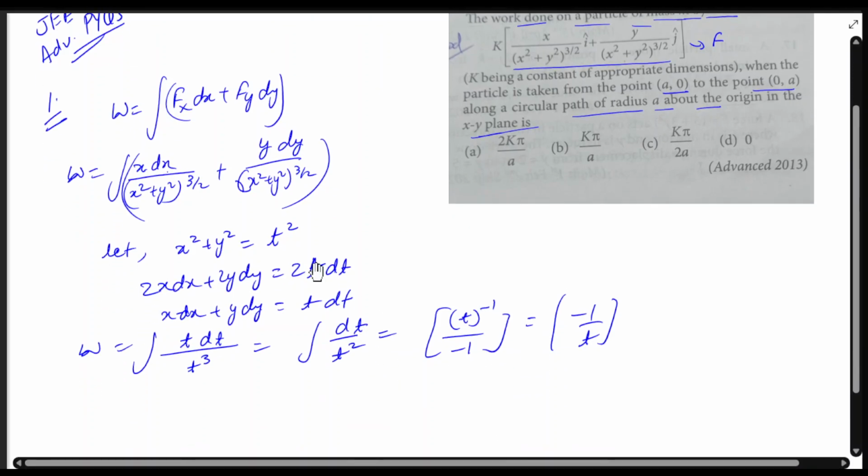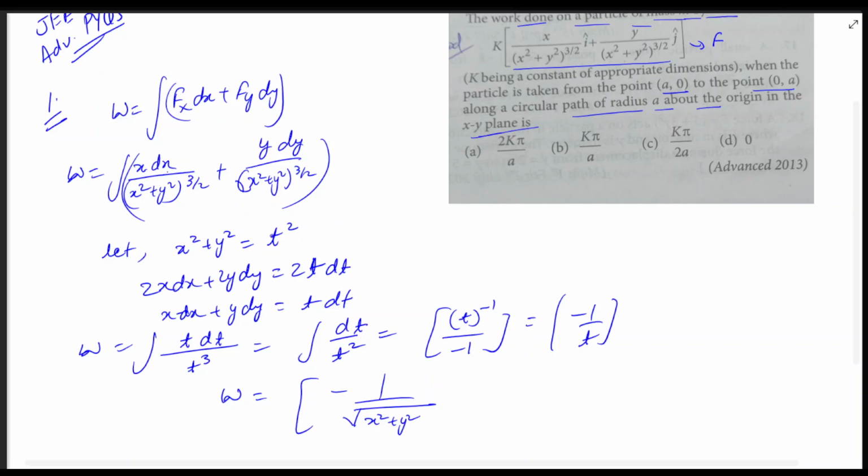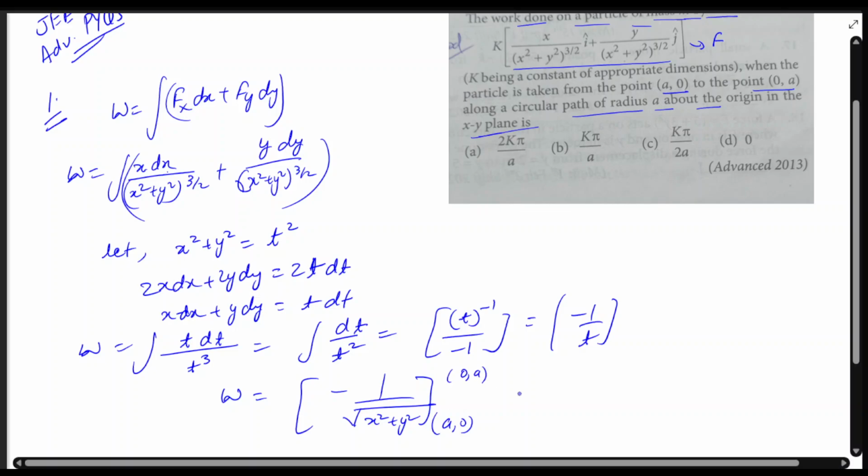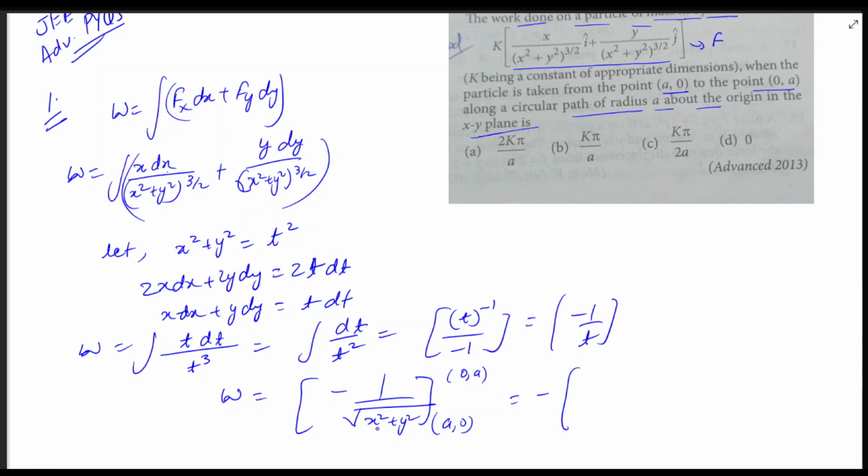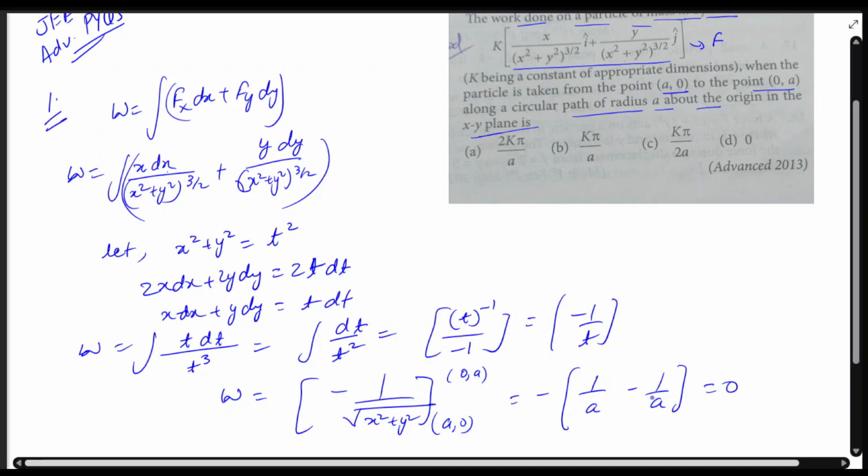Now let's substitute it. So work done will be minus 1 by under root x square plus y square, because it's t square. Now we are taking it from the point a comma 0 to 0 comma a. So the minus will go out. Let's first put this. It will be 1 by a minus 1 by a, so it will be 0. So work done by this force will be 0.